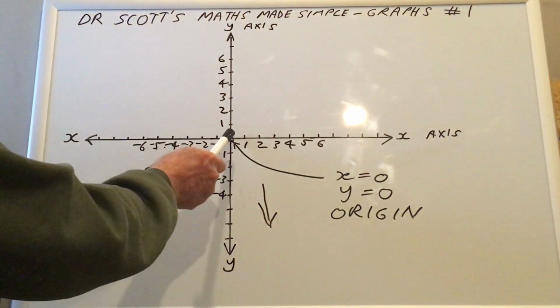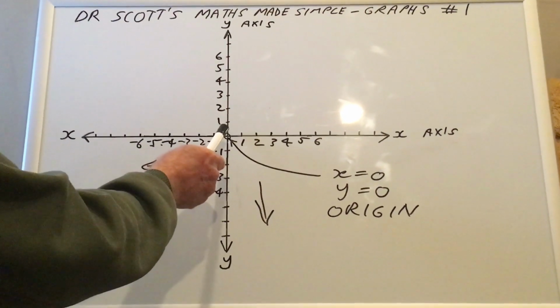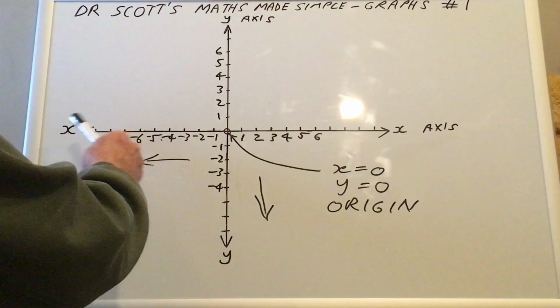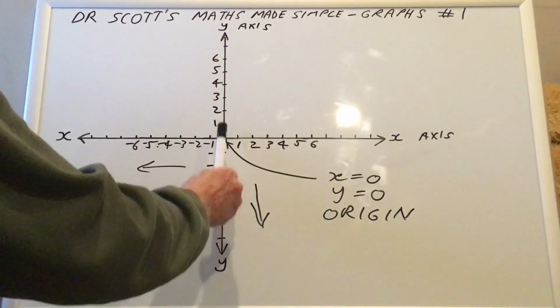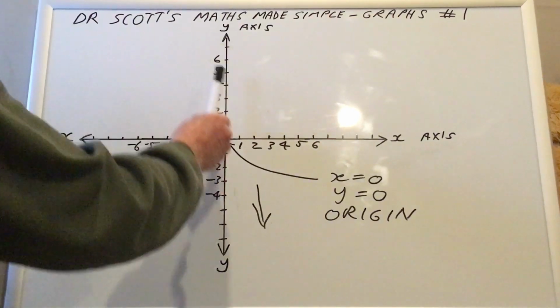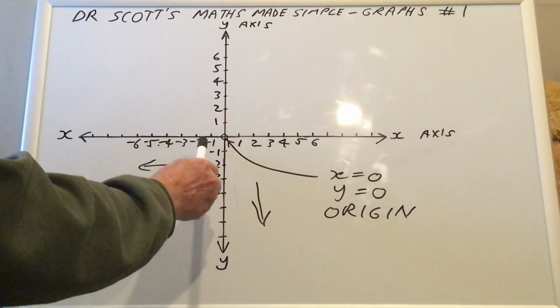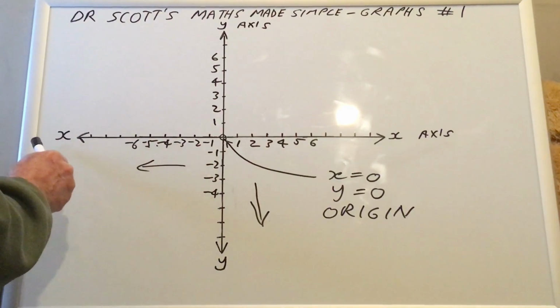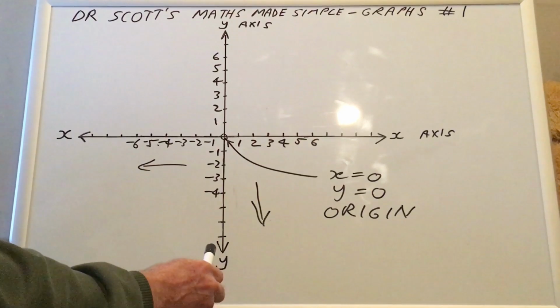So we have the origin of the X and Y axis, or axes. We have the horizontal X axis, the vertical Y axis. Going up on the Y axis is positive, going to the right on the X axis is positive. Going this way, it's negative on the X axis to the left, and going down on the Y axis, it's negative.